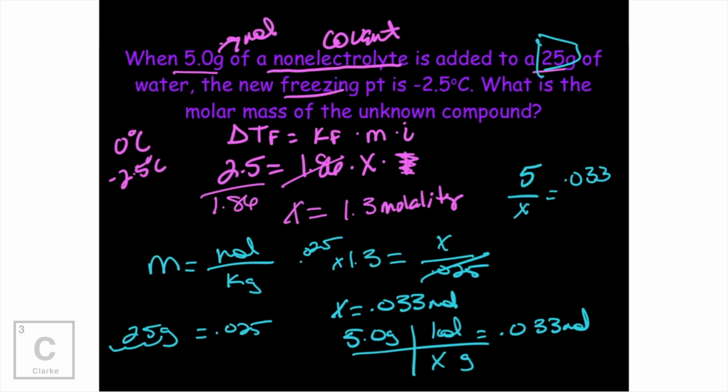Now since X is on bottom, this requires a little bit more algebra, and we can do the algebra, but again, I think these problems are easier if you set them up like a proportion. So 5 times 1 divided by 0.033, and so X equals, I'm getting 151.51. This last problem, that was pretty complex.